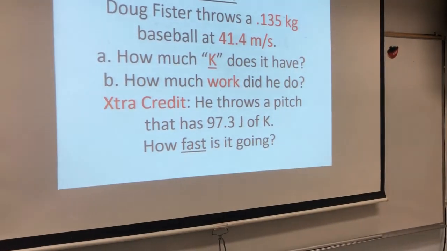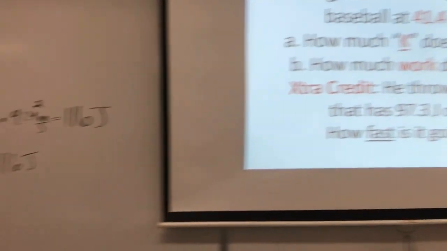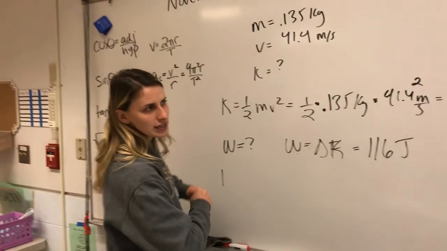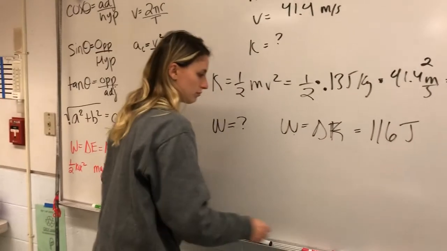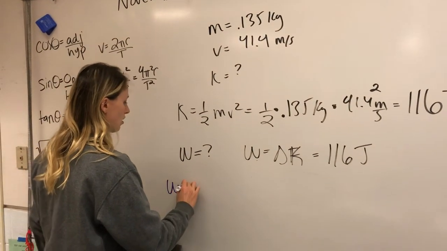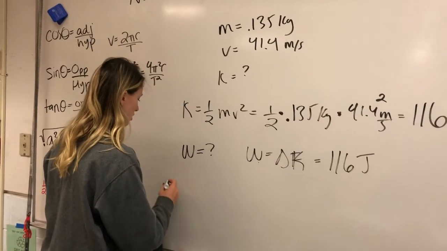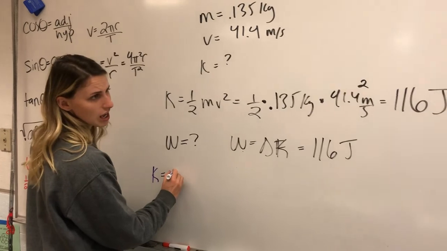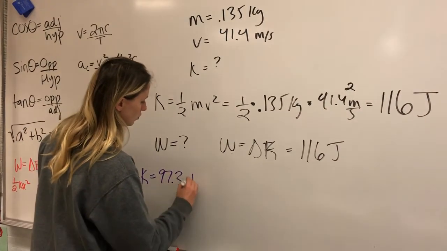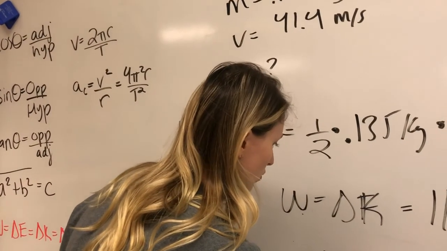Okay, extra credit. He throws a pitch that has 97.3 joules of kinetic energy. I'm going to do this in purple. So my kinetic energy is 97.3 joules. How fast is it going? I need that equation right there, this one right here.